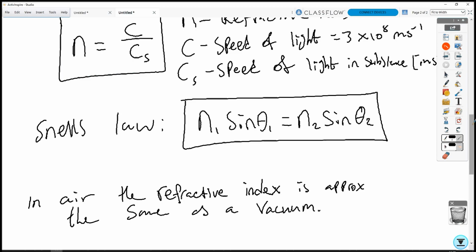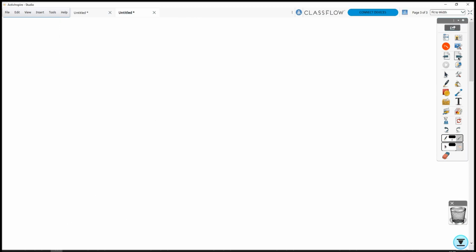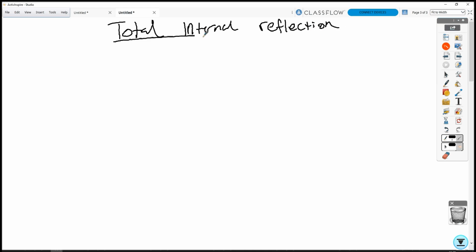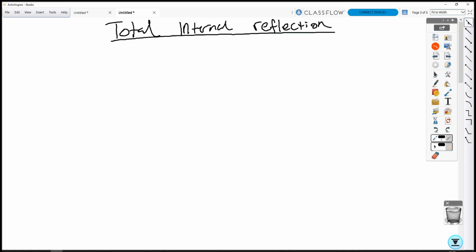Okay, let's start a new page. Next, we'll talk about total internal reflection. So we'll draw a boundary. Now take note that I'm drawing my boundary horizontal this time rather than vertical. And we'll sketch our normal line.